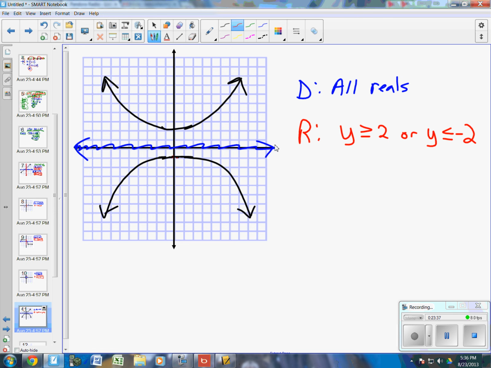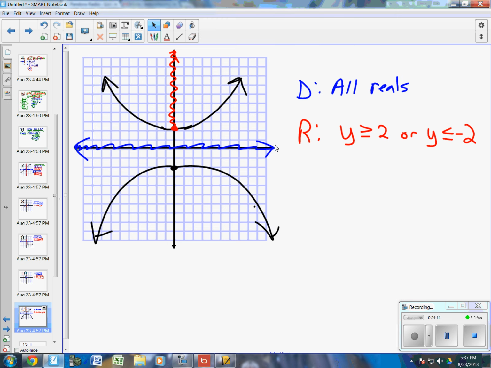My range, however, only exists, this graph only exists from 2 and up, and from -2 and down. That's where it exists. So it doesn't exist everywhere. Whoops, I have this too high. Should have drawn the graph. Here's -2 down here, right? So this graph exists from -2 and down this way.